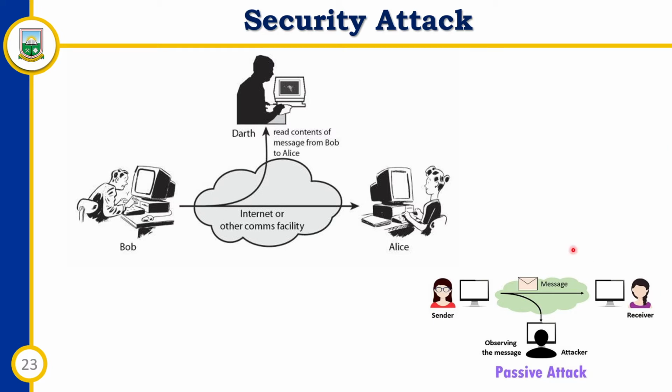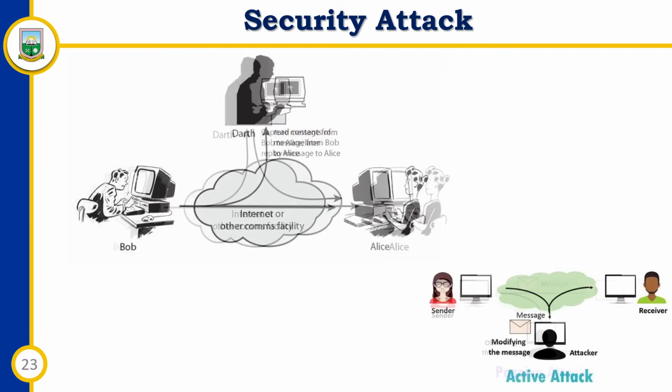All right, so by the time it gets here, the information can be read by Alice. So this is also the same example. We have the sender sending a message to the receiver, and we have an attacker observing just the message. All right, so let's talk about the active attack.